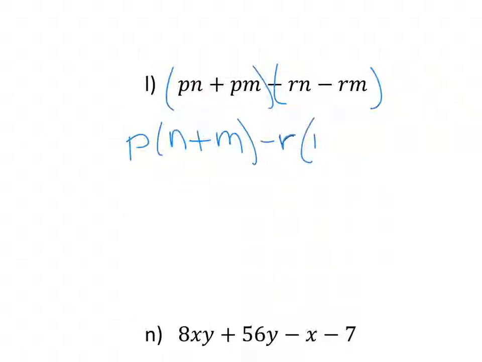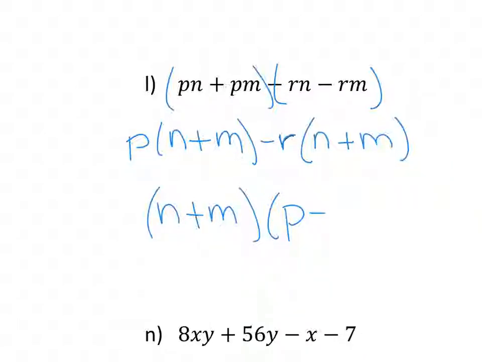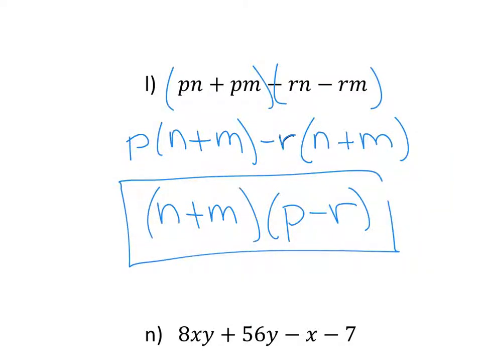So I'm left with positive n plus m. The common binomial is n plus m. And then the leftovers are p minus r. It doesn't matter which order you write them in.